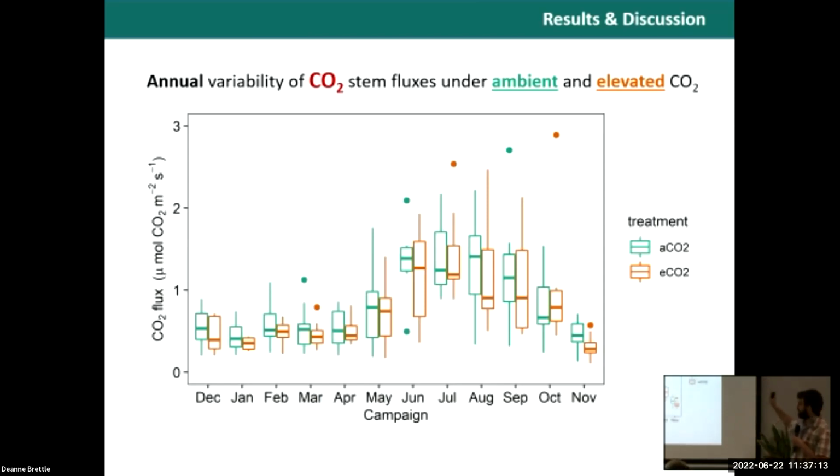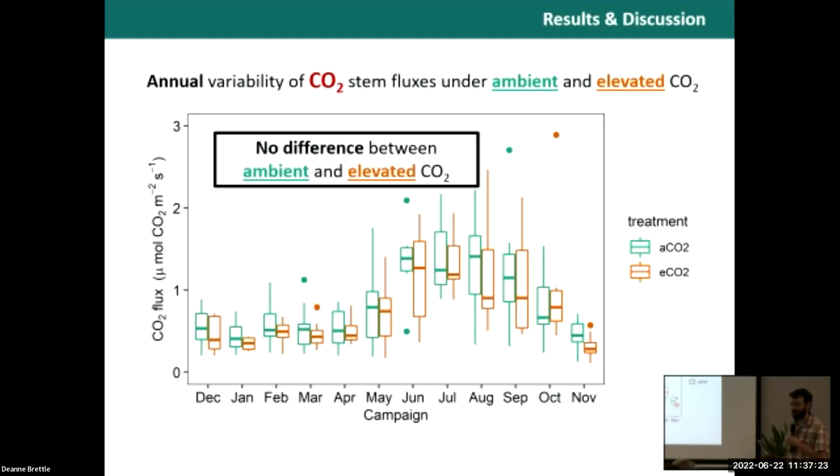In all the slides you are going to see, green is ambient CO2 and orange is elevated CO2. What is interesting here is that we performed a mixed effect model and we didn't see clear differences between ambient and elevated. The data is the final data, but the analysis is still preliminary because the model that I ran didn't fit the assumptions of normality and heteroscedasticity.